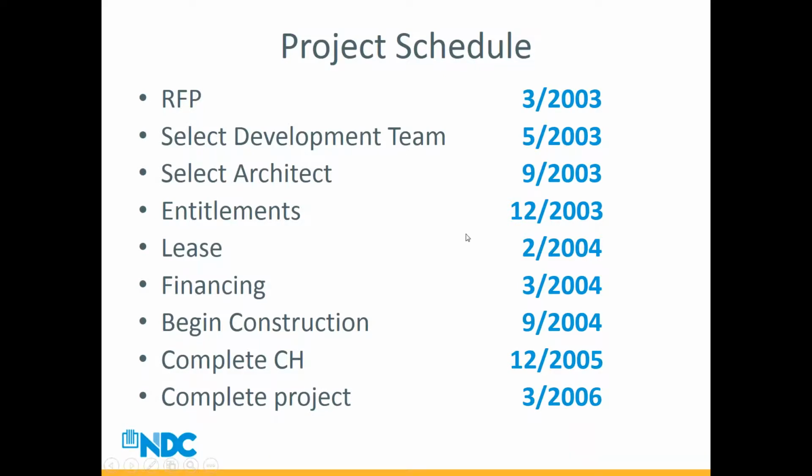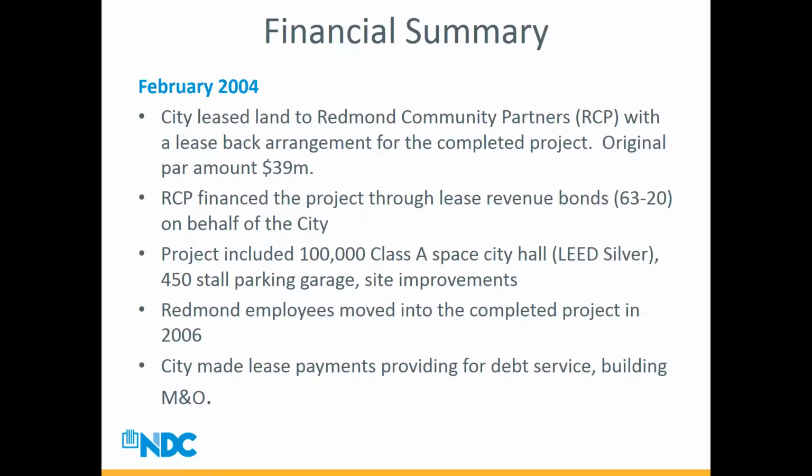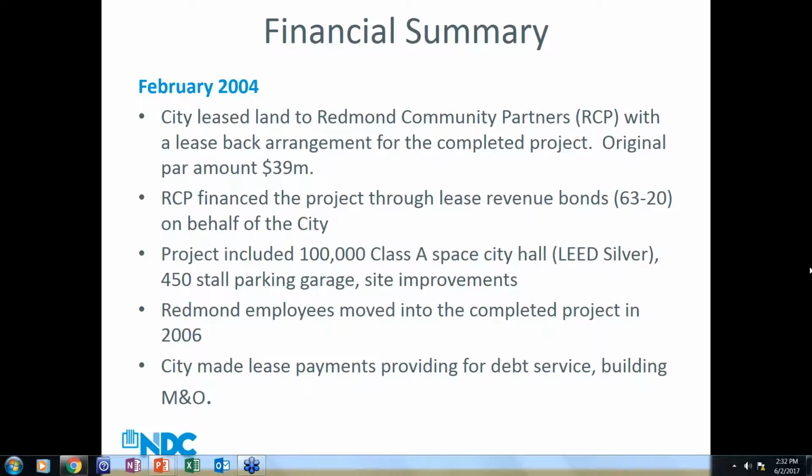On the next slide, I'll tell you about the money. In terms of the money, the city leased the property to the special purpose entity that Jane has described, with a lease back arrangement for the completed project. We were looking at a project price of about $39 million, and committed to, through lease payments by the city to the special purpose entity, which was then used to finance the design and construction of the project.